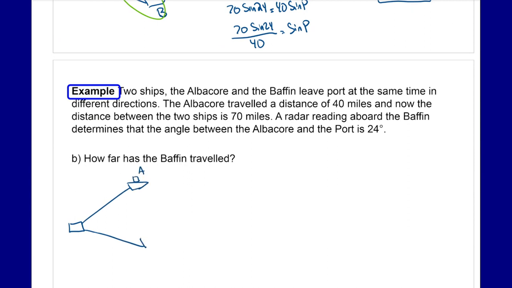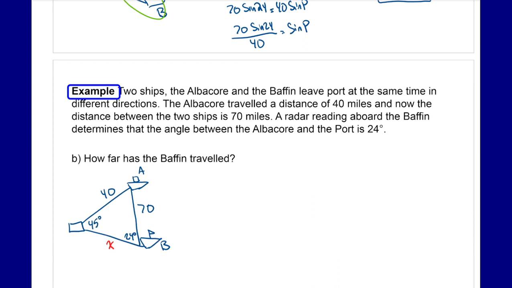We had the Albacore, we had the Baffin. We knew it was 70 between them. The one traveled 40. We knew it was a 24-degree angle on the Baffin between the Albacore and the port. We just determined that it was a 45-degree angle between the two ships when they left. So now we need to figure out how far did the Baffin go, that third side.